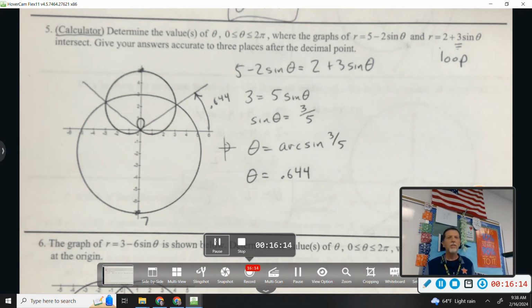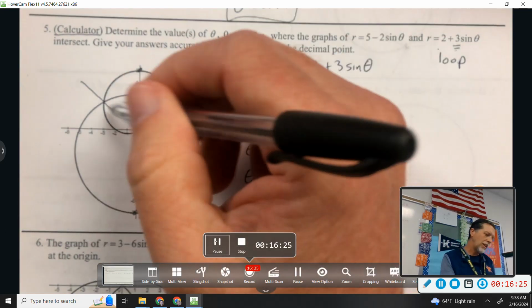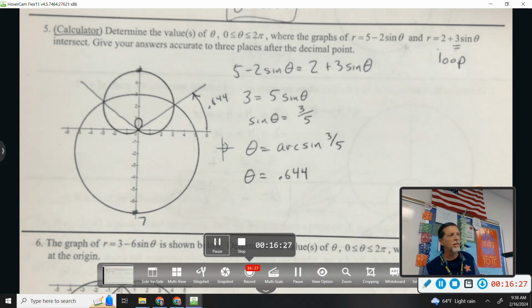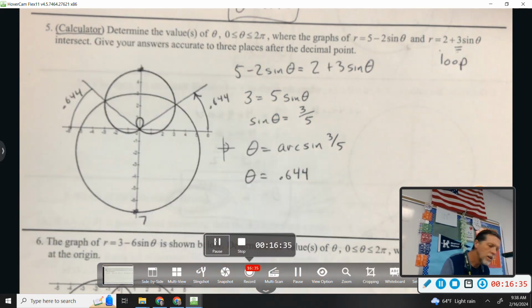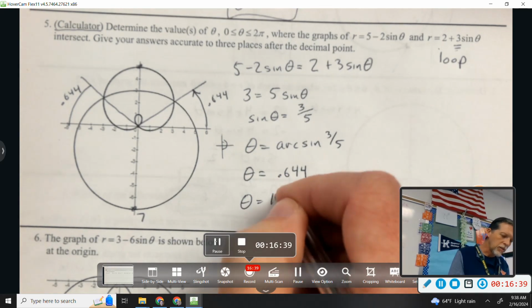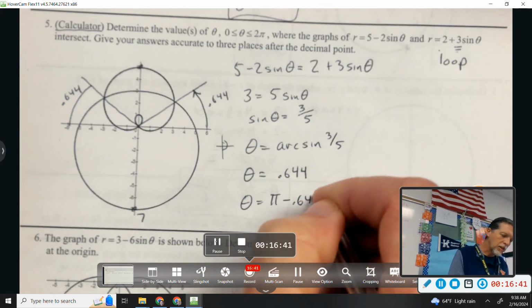So how do I figure out how to get to that other angle? If I add half a pi, that would mean add like 90 degrees. I don't know that those are 90 degrees apart. It might be. Subtract from pi. Because this angle would also be 0.644 for the symmetry. So the other angle then is pi minus 0.644.